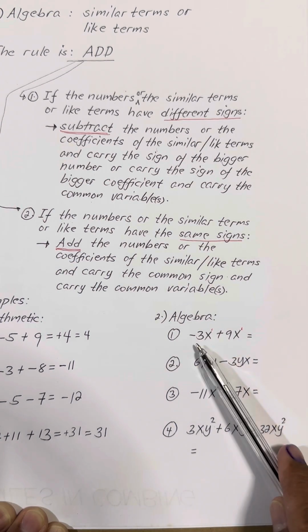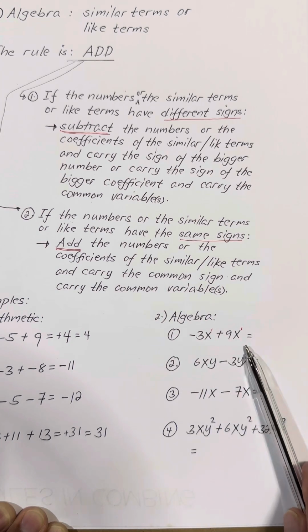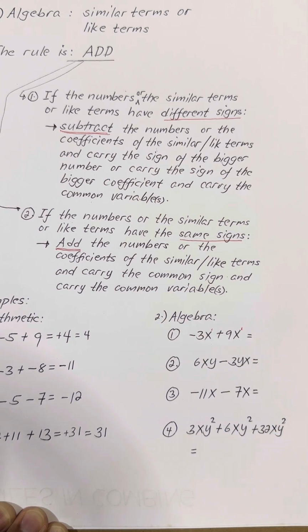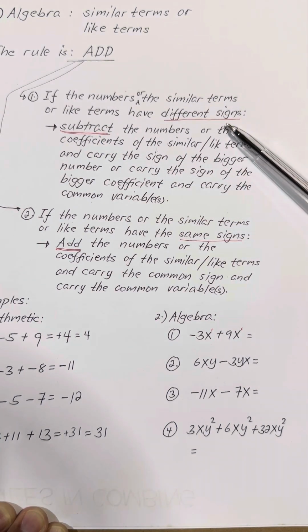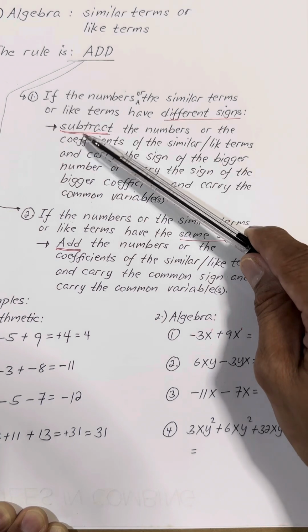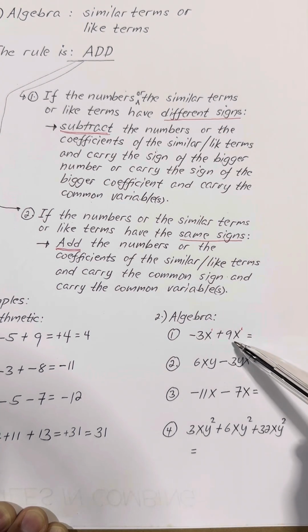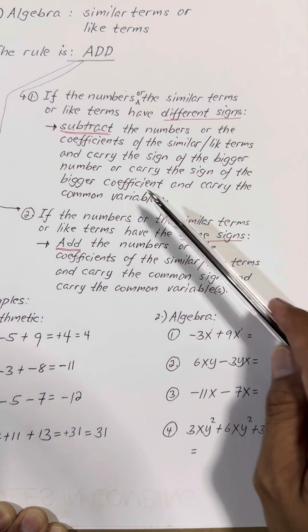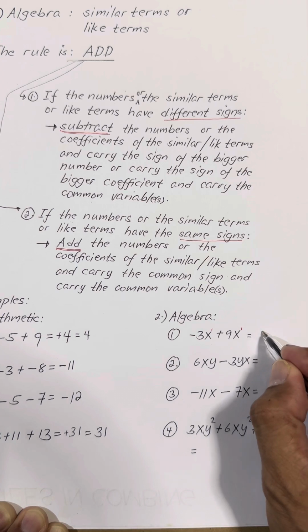Okay, so now the terms have different signs, or the coefficients of the terms are different. So that falls in rule number 1. Different signs, so what shall we do? We have to subtract, meaning subtract the coefficients. So 9 minus 3 is equal to 6.